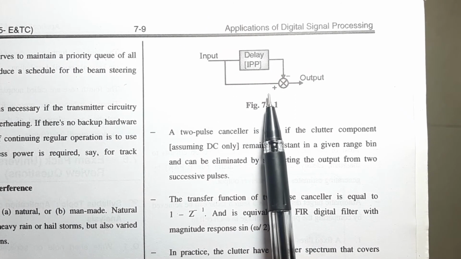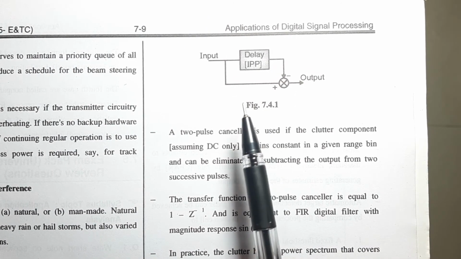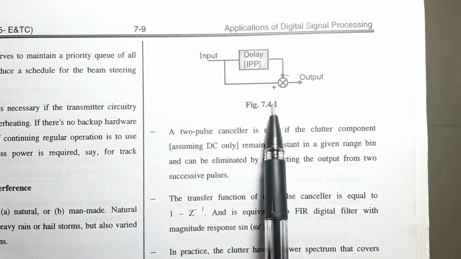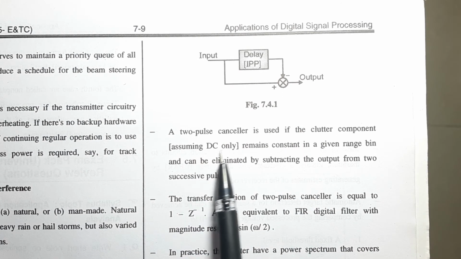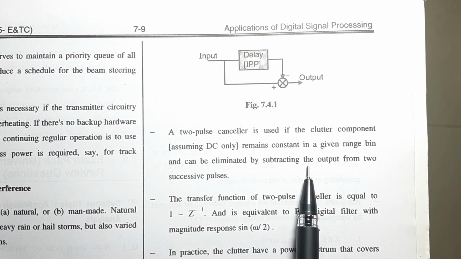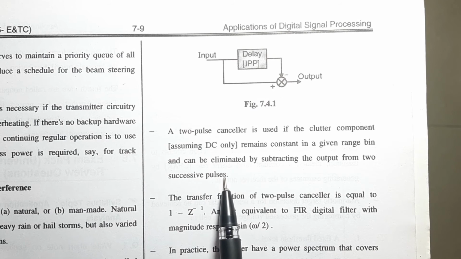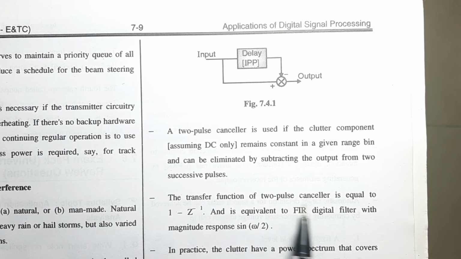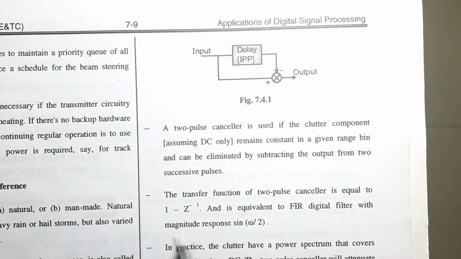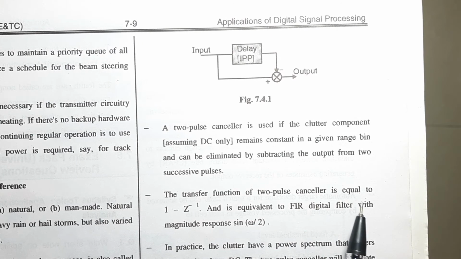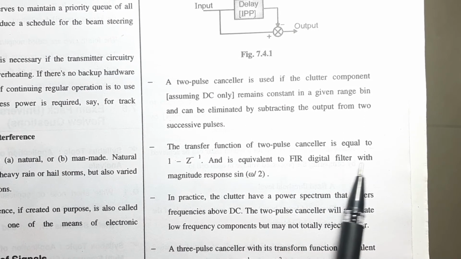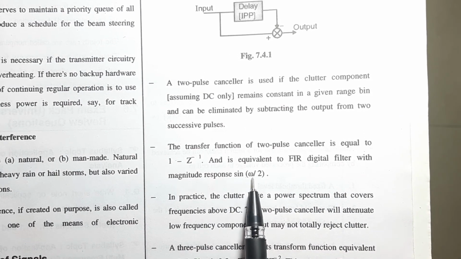Over here you have a diagram which is nothing but a simple canceller, I would say. A two pulse canceller is used if the clutter component, assuming only DC signal, remains constant in a given range bin and can be eliminated by subtracting the output from two successive pulses. So, the transfer function of a two pulse canceller, that is the one by delayed input and the one directly coming input, is equal to 1 minus z raised to minus 1, and it is equivalent to an FIR digital filter with magnitude response of sine of omega by 2 over here.